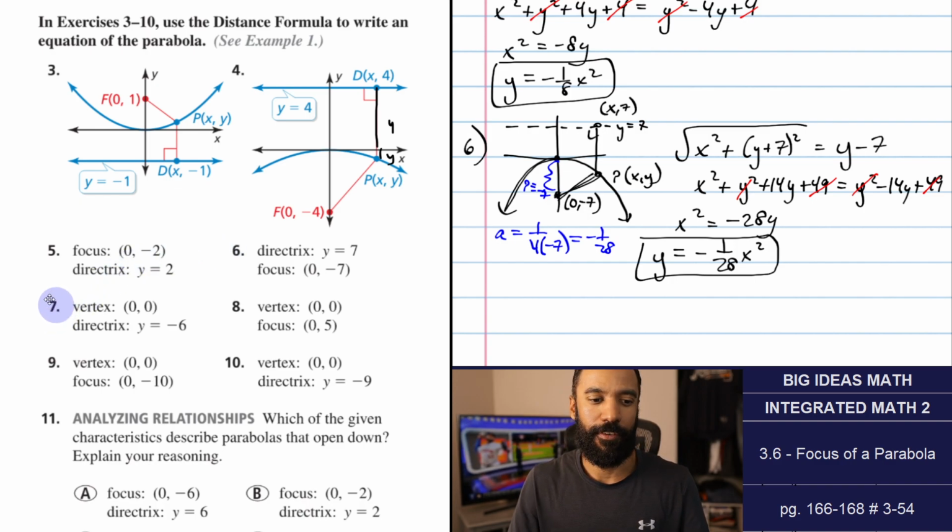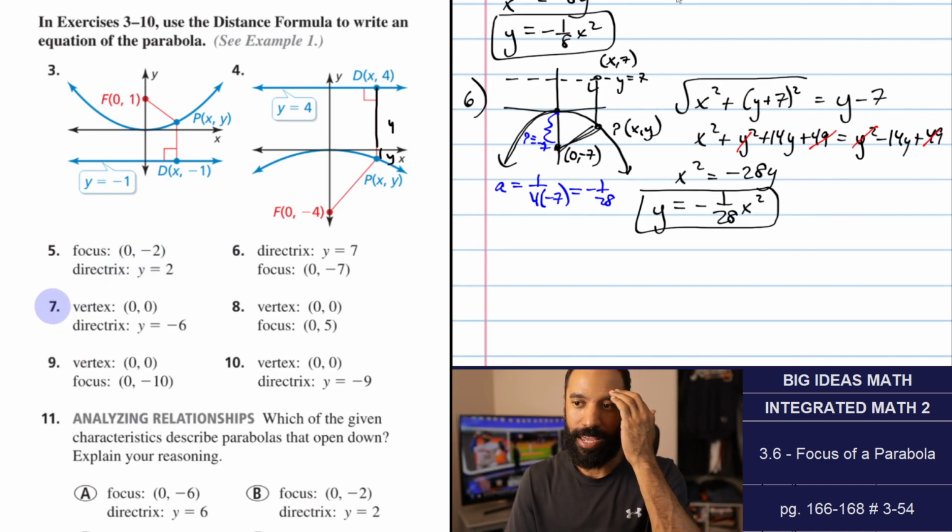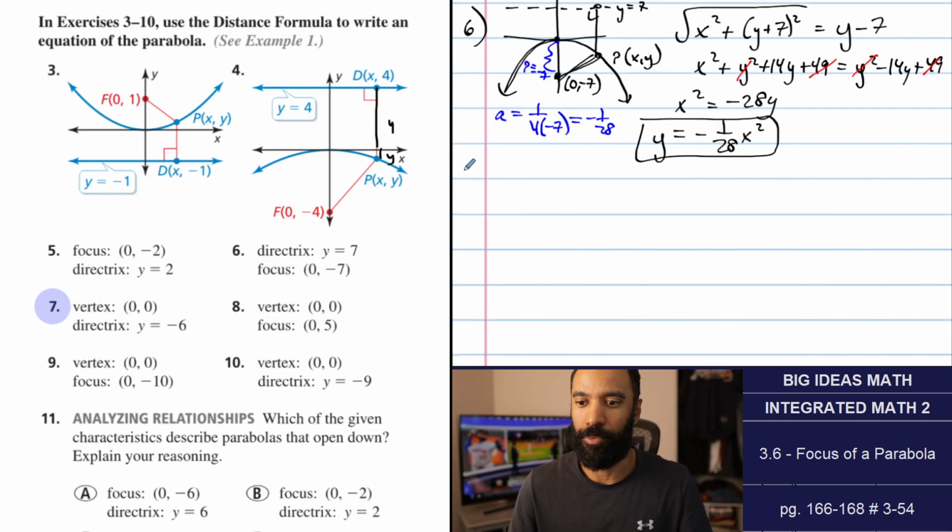Okay, number 7, we have a vertex at 0, 0 and a directrix at y equals negative 6. Let's see where this graph would have looked, appearance-wise. Vertex is at the origin. Y equals negative 6 is down here, so your focus is going to be up there. Here's your vertex, there's your focus.